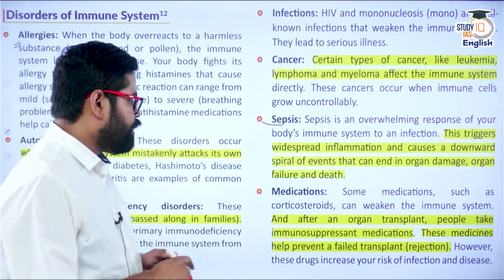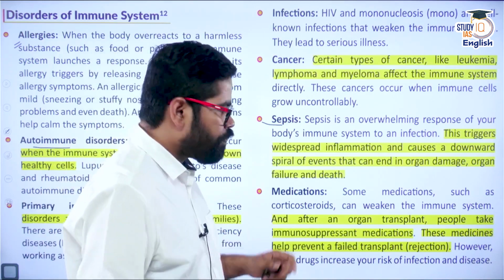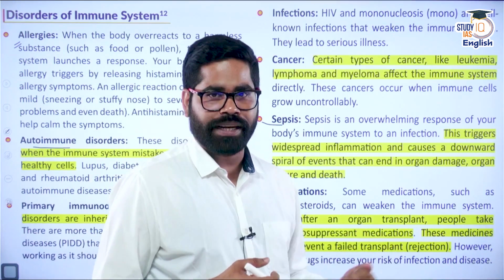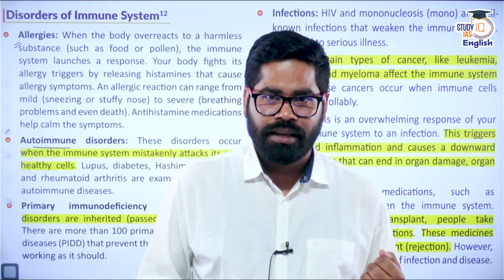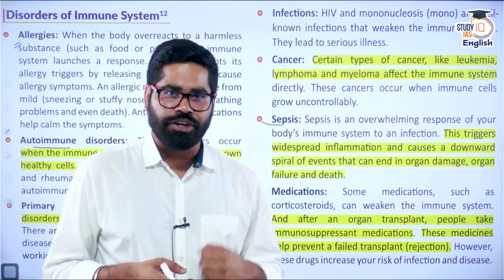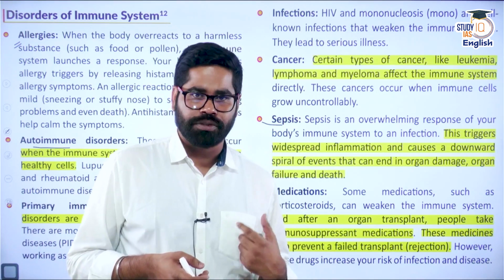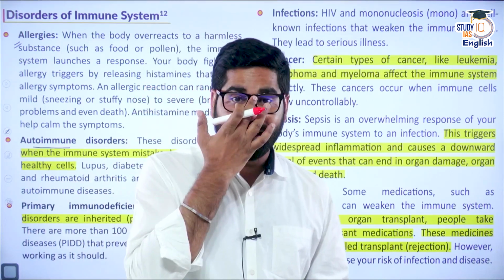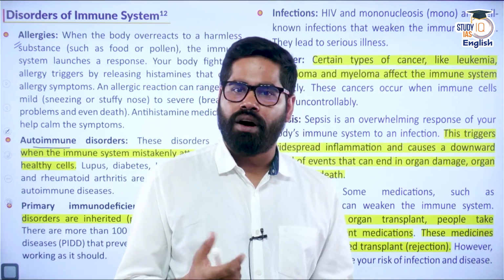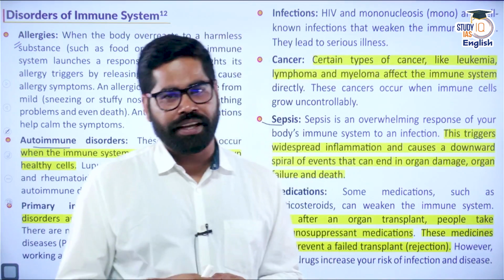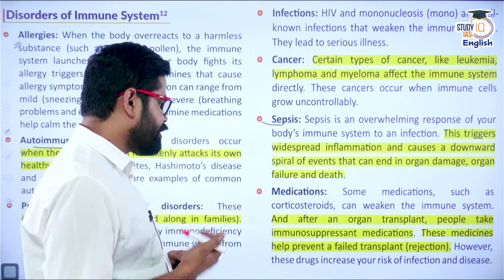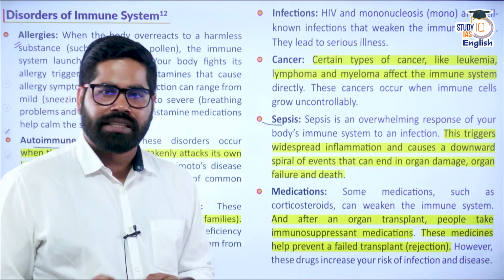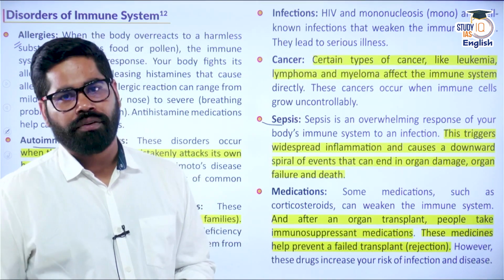Then, like I was telling you in the beginning, during the transplantation of various organs, there is a provision of giving immunosuppressants to the people. There are certain medicines which result in deficiency or weakening of the immune system, like corticosteroids. They can cause weakness of the immune system.